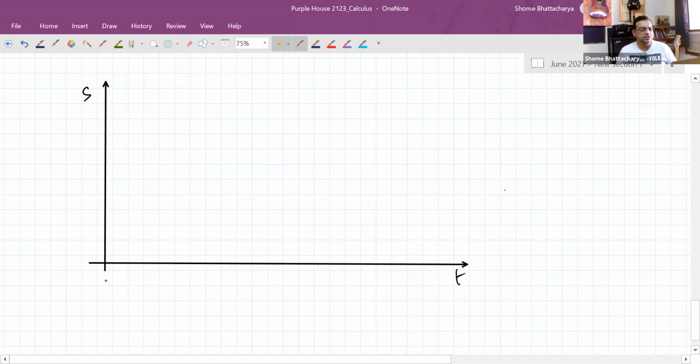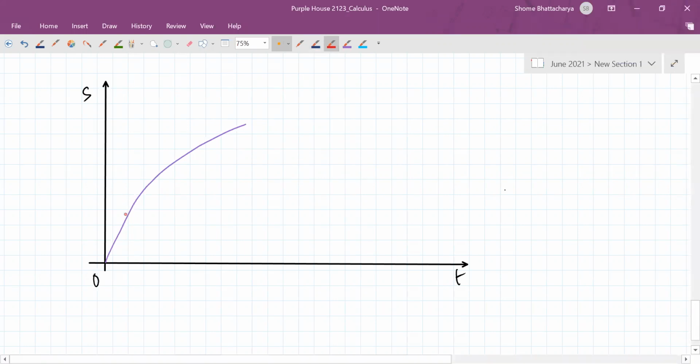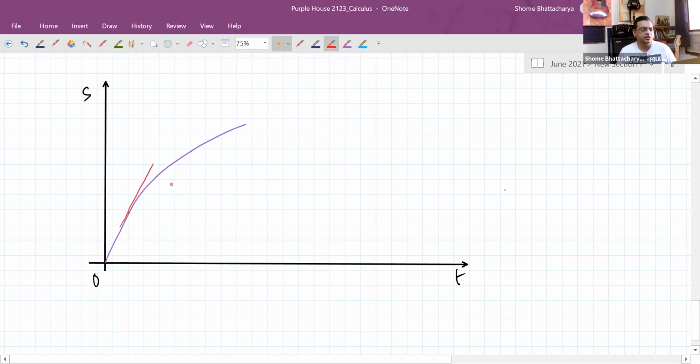Now think s is distance, not displacement. If s is distance, can we have a situation like this? Yes, definitely we can have a situation like this, because it shows that we are moving in such a way that as time is increasing, our distance from the origin or from our starting point is increasing, right? Now, if I draw a tangent at this point, its slope is something like tan theta. If I draw a tangent at this point, you can see its slope has decreased.